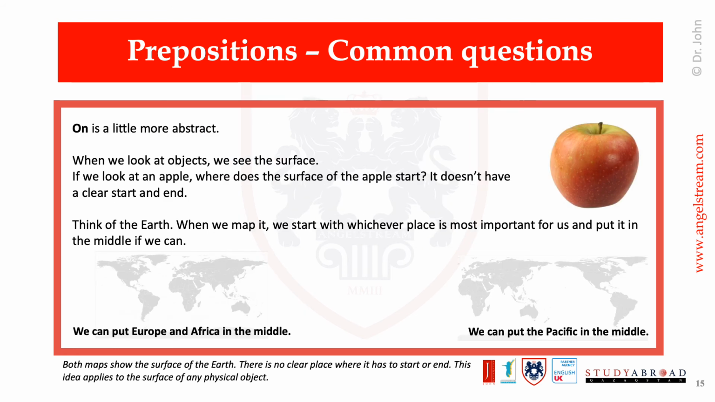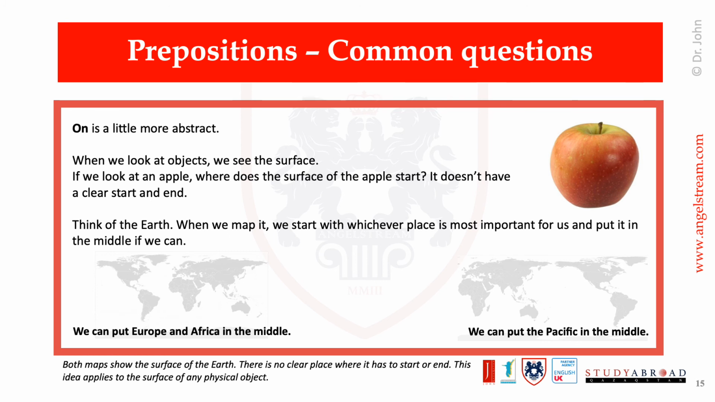So on is sometimes used in a very abstract sense. When we talk about on, we look at the object and we see the surface. In my case, we've got an apple, and if you look at an apple, it's quite difficult to say where the surface of the apple starts and where it ends. I can start from here, I can start from here, or from this way, or just behind the apple. So on is more abstract.